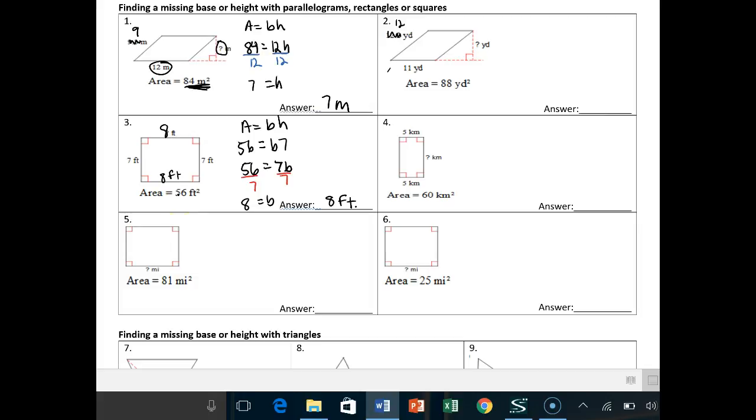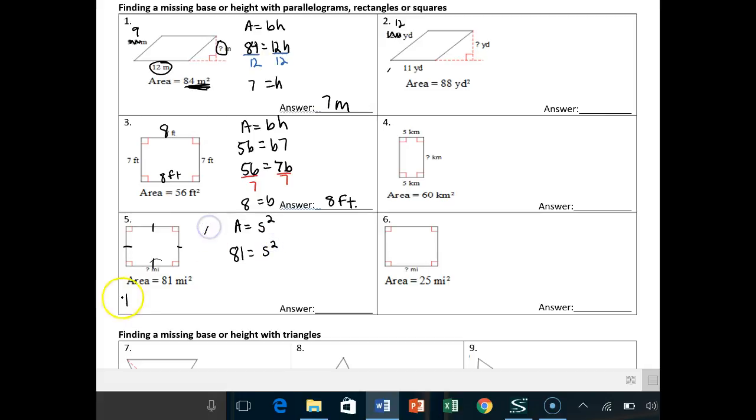Number 5, notice how they only give you one side that's a question mark. That's got to mean that all of these other sides are equal, right? That's got to be intuitive in your head that, hey, I'm working with a square. So A is equal to one side length squared. That's an S right there. So in this case, 81 is equal to S squared.